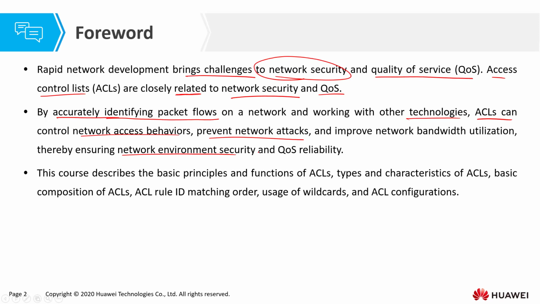So we will be looking at an ACL used together with a particular technology, like network address translation, like telnet, like packet filters or traffic filters, and several other technologies. This chapter describes the basic principles, the functions, the types and characteristics, basic compositions of ACLs, the ACL rule matching order, the usage of wildcards, and typical basic ACL configuration.